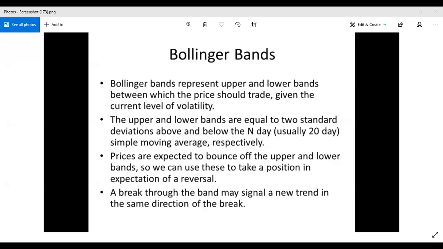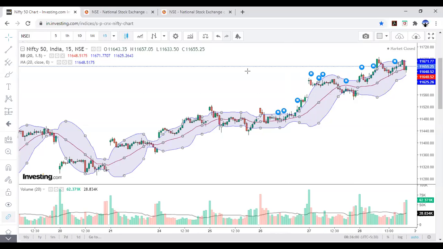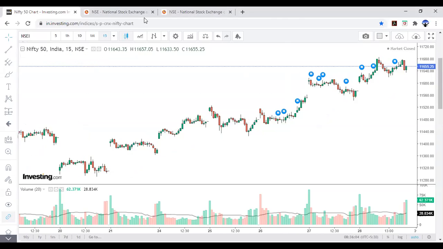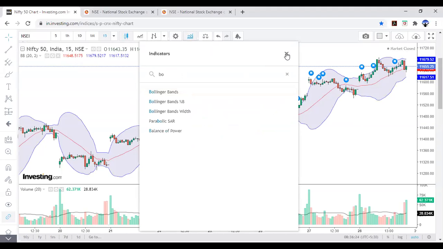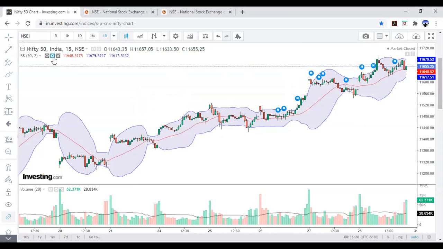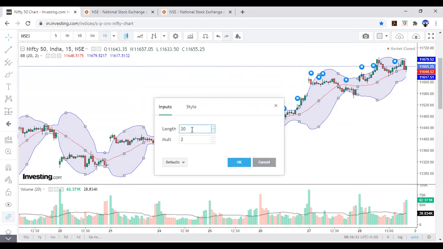Now I will show you on the chart how the Bollinger Band is used. Now I have taken a chart of the Nifty, the 15 minutes chart on a daily basis, that is intraday. Now we have taken a Bollinger Band, and that is the length. It is a moving average.